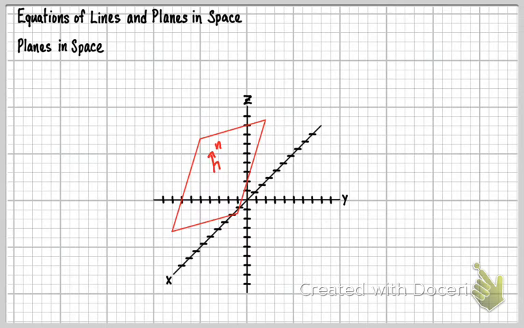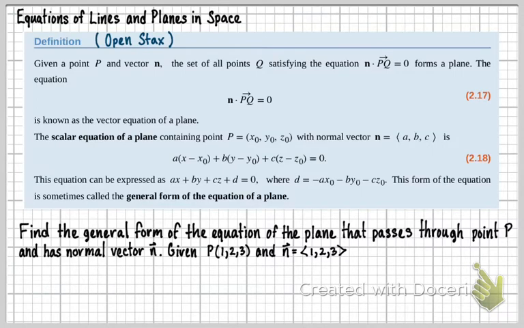So that n is always orthogonal to the plane. So keep that in mind. And again, this form right here is the vector equation of a plane. Okay, we also have a scalar equation of a plane. And this is a different form. This is what I'm more accustomed to seeing in most books, this scalar equation of a plane.